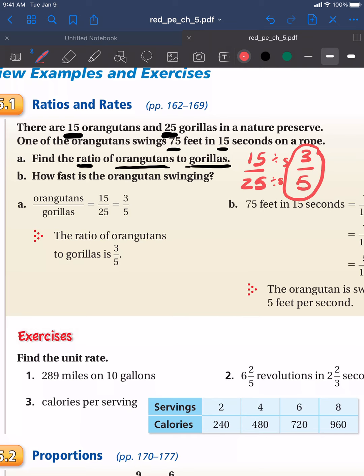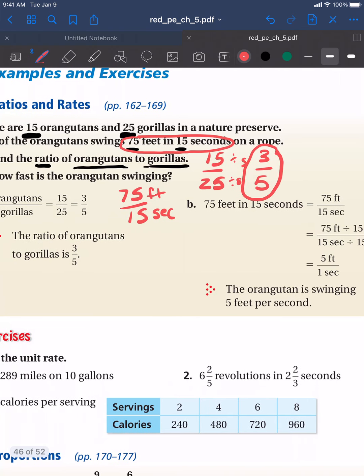How fast is the orangutan swinging? It says right here, the orangutan swings 75 feet in 15 seconds. So what is that as a ratio? 75 over 15. Okay, and I would also label it, right? I'd say 75 feet per 15 seconds. Now, can I reduce that? Yes.